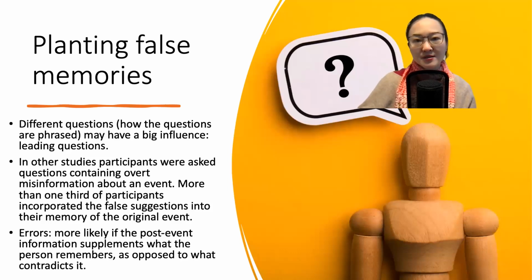Planting false memories. How the questions are phrased may have a big influence. Leading questions. In other studies, participants were asked questions containing overt misinformation about an event. More than one third of participants incorporated the false suggestions into their memory of the original event. Errors are more likely if the post-event information supplements what the person remembers as opposed to what contradicts it.